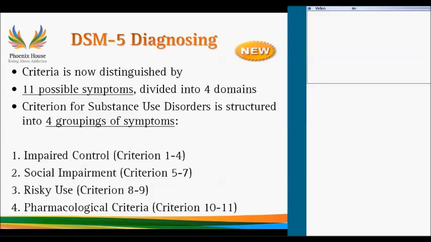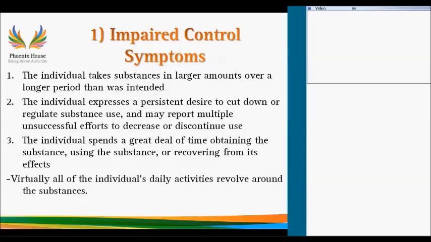So impaired control is always going to be indicated as criteria 1 through 4. In other words, when you look at alcohol use disorder and the criteria set for that, the first 4 symptoms that are listed target impaired control, and so on and so forth as you go through it. And what I've done here is I've used that as a model.